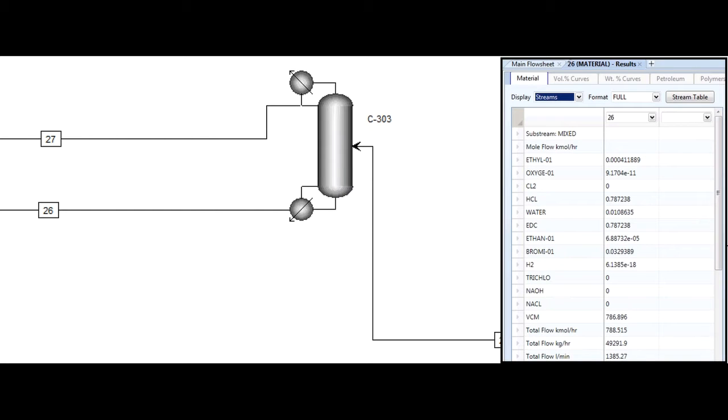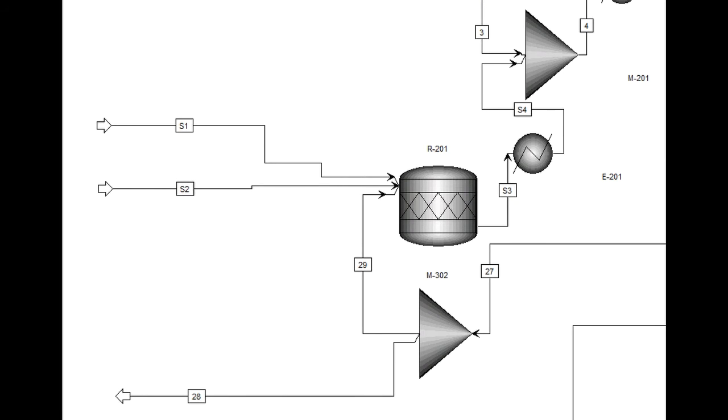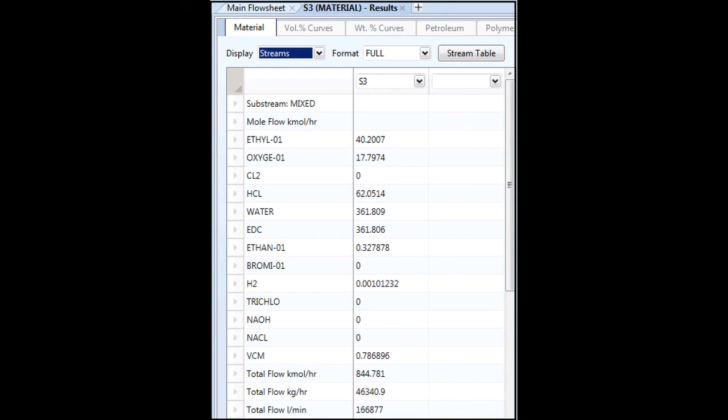The VCM exits the bottom stream at a rate of 399.2 kilotons per year at a purity of 99.8%. The HCl recycle stream is recycled to an oxychlorination reactor operating at 305 degrees C at 4 bars of pressure, with the inlet and outlet streams shown in kmols per hour. It then goes through an EDC purification as stated before.